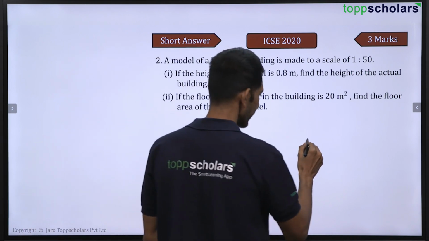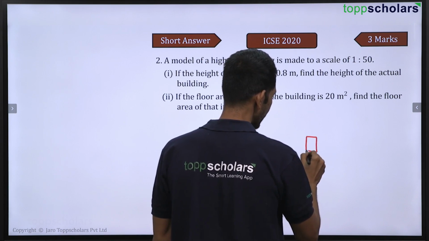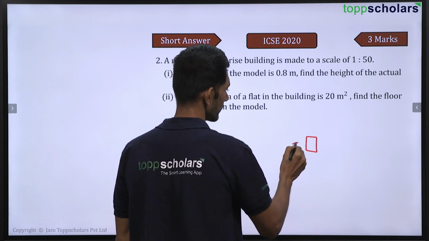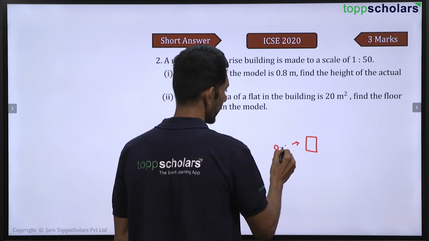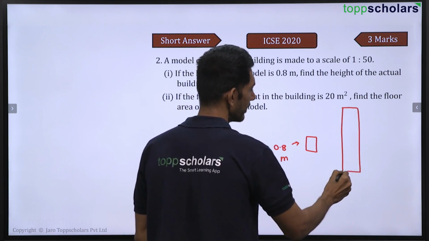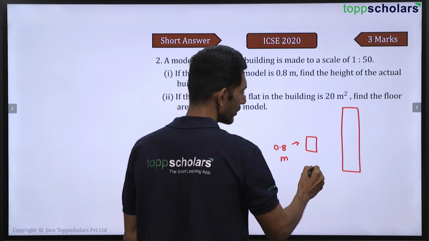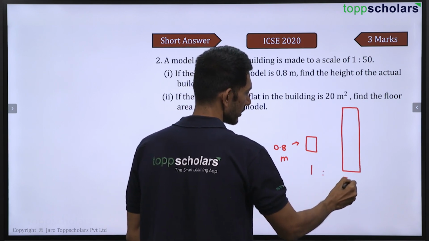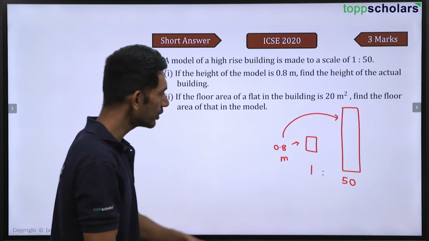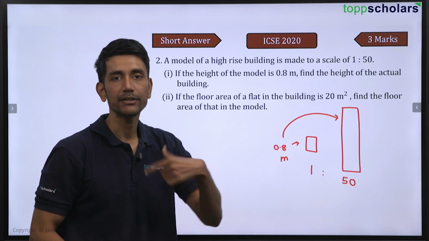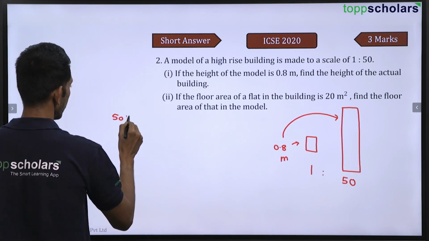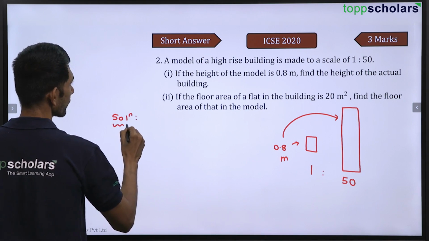So basically what they're trying to say is, suppose my model of the building looks like this, and the height of this model is 0.8 meters, then obviously the building is going to look very big, and the scale is given 1:50. So obviously if I want to find out the actual height of the building, all I need to do is scale it 50 times, that is multiply 50 times. So can I say the answer to my part 1 would be like this.